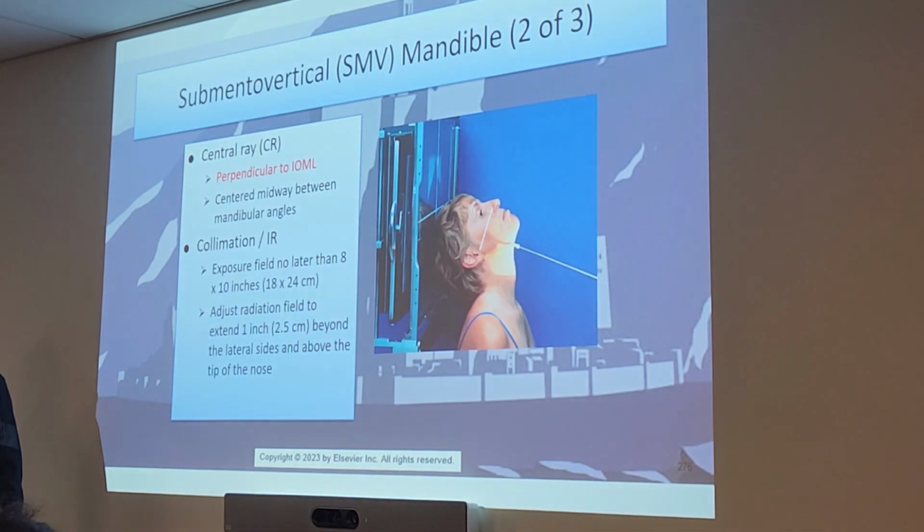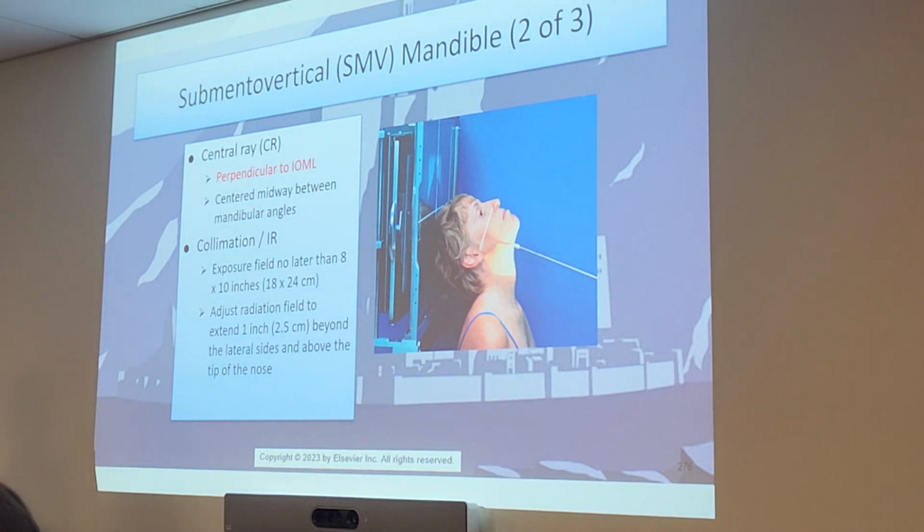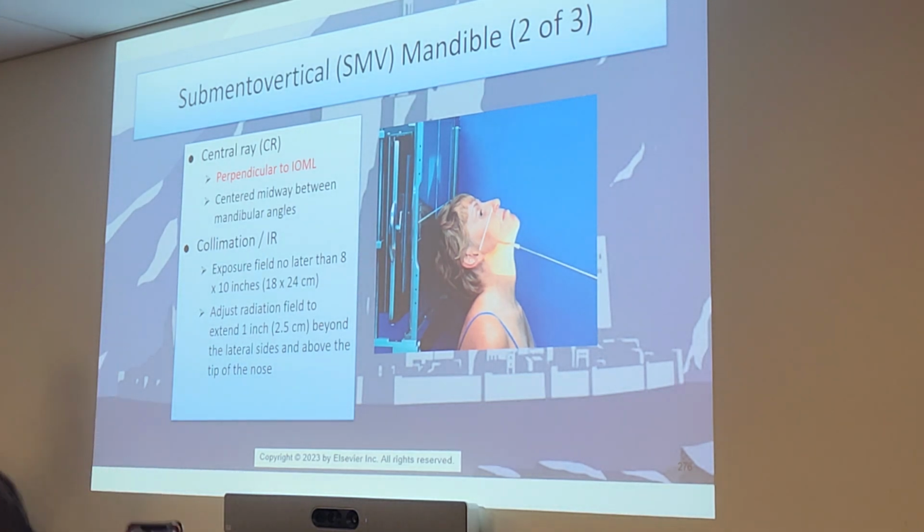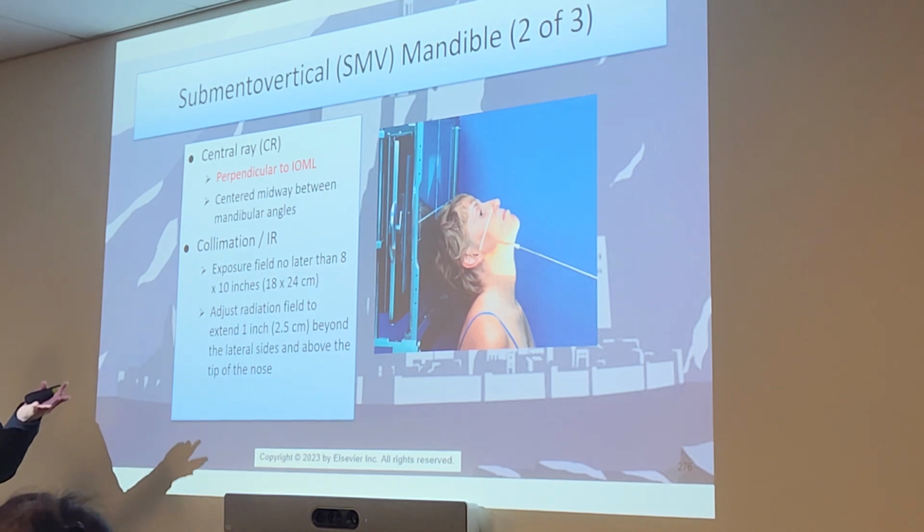So this is gonna give us the same picture as the regular SMV for the sinus. Basically, yeah. We're doing it all exactly the same. We're just gonna calm it down to the angle, basically. So, central ray perpendicular to the IOML, unless we're angling to match the angle of the head. They can't get their head all the way back, as you see in this picture right here. But that's still gonna be considered perpendicular because we're matching the angle of the head.